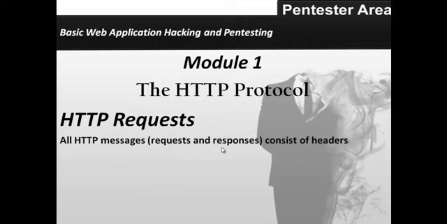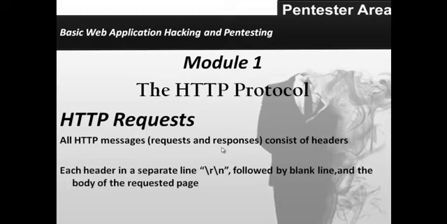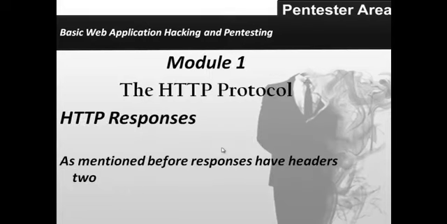Each HTTP request or response contains headers. Each header is in a separate line, followed by a blank line, then the body of the requested page. Sometimes the post parameters with their values.